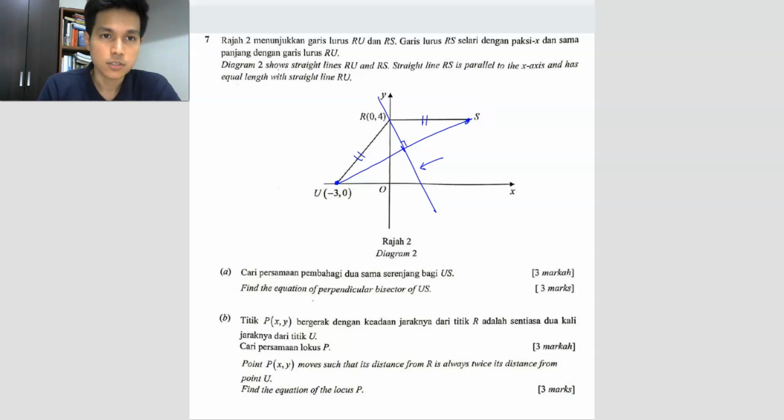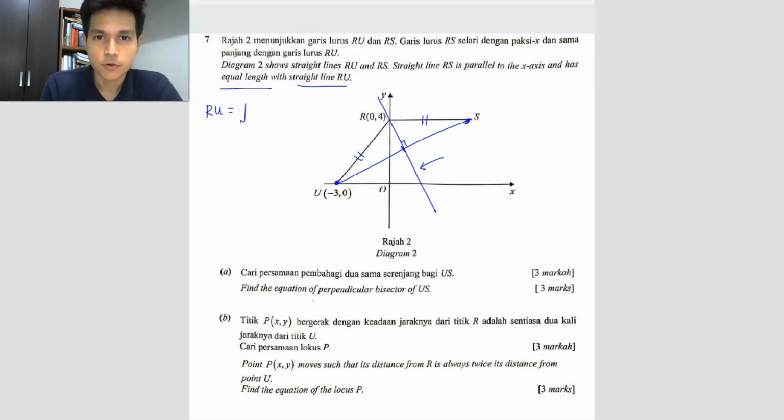So what you need to do is use this, where is this? There, equal length to straight line RU. So you must use this, it's like a hint for you. That means the distance here and the distance here should be the same, correct? So you see, we find RU first. What is the length of RU?